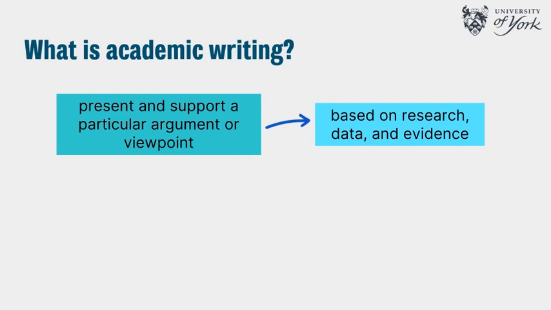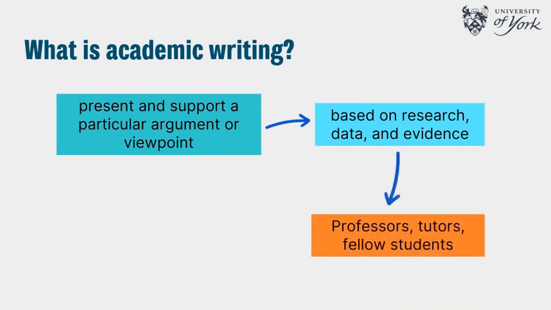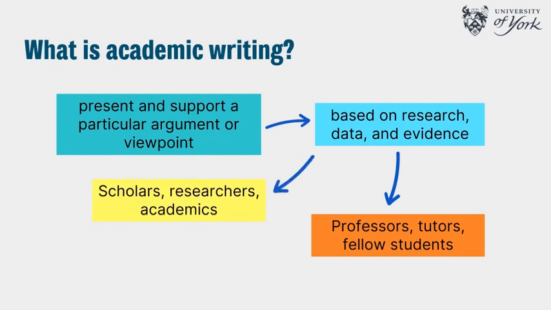For example, if you're writing an essay as part of your course, your primary audience will be your marker, such as your lecturer. If you're writing a PhD thesis, you will likely have two external examiners. For those writing academic journal articles, your main audience will be other scholars, researchers, and academics in a particular field or discipline.